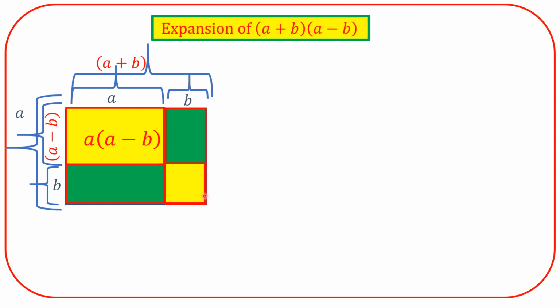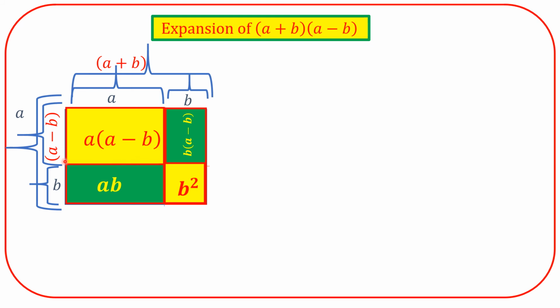What about this square? The side of this square is b. Therefore b square. And what about this green rectangle? Here length is a - b and breadth is b, so b into (a - b). This is b square and this is b into (a - b). And what about this? a into b, ab. Now (a + b)(a - b): this complete length is a + b and this is a - b.